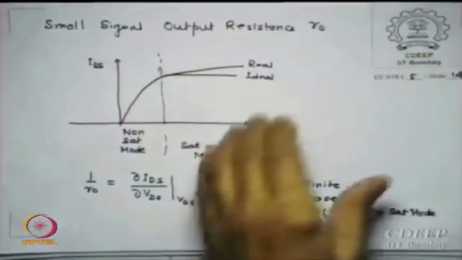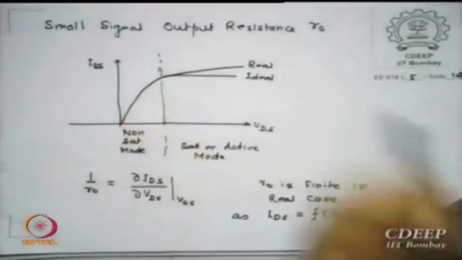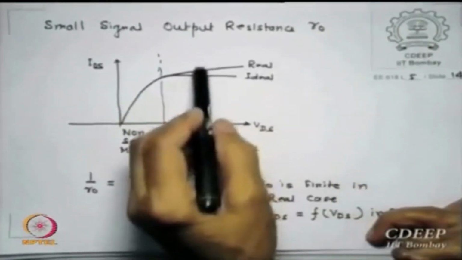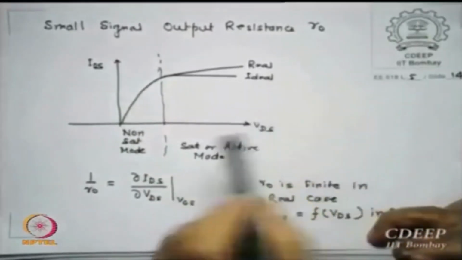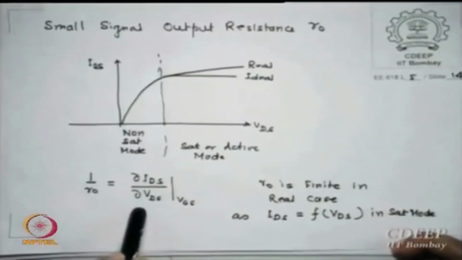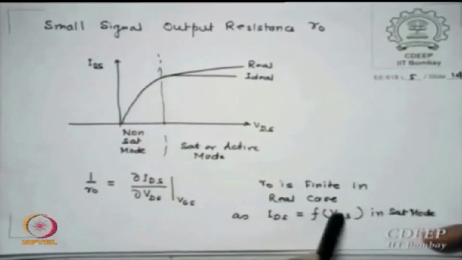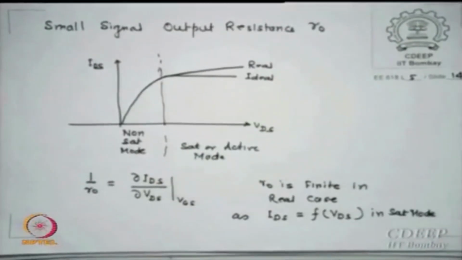Now before I go to the next gain function, I have not yet talked about R0 again, but let me be very clear on that. If you see the IDS VDS characteristics in saturation, this is my ideal and this is my real. Though the slope may not be constant, for one VDS I may say it is one value. Now I define R0 as delta IDS by delta VDS, the slope of this characteristic. R0 is finite in the real case because there is a slope, and IDS is a function of VDS. That is the 1 plus lambda VDS term we derived.